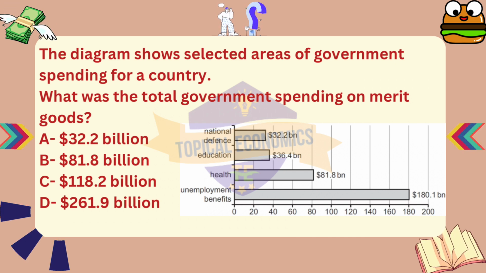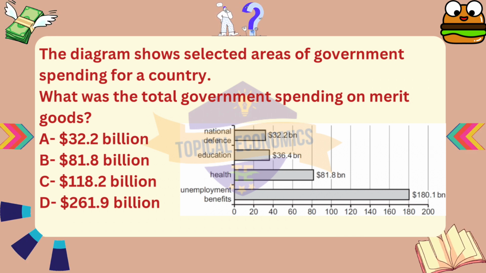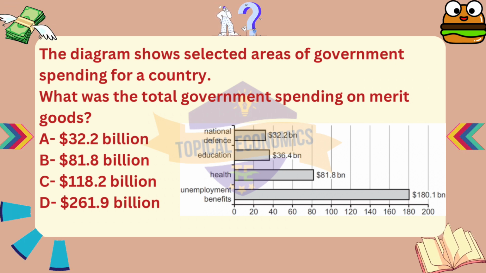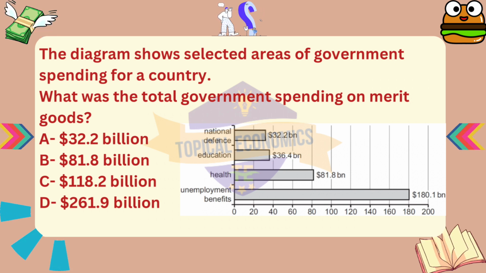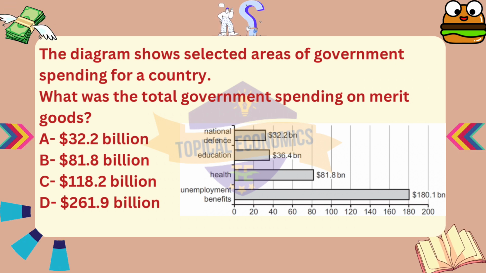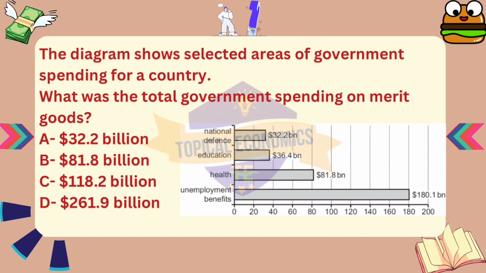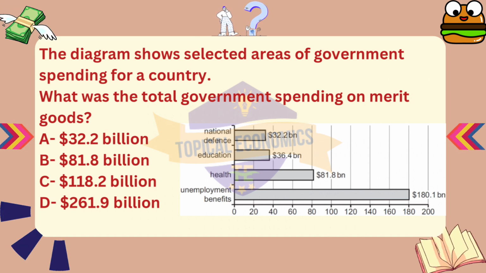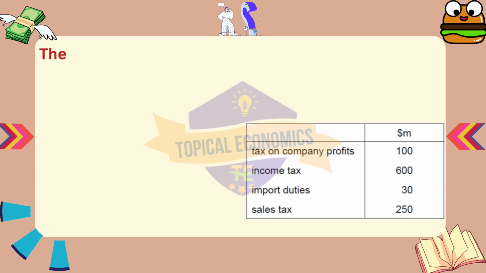The total government spending on merit goods will be the sum of government spending on education and government spending on health. From the diagram we see that the government spending on education is $36.4 billion, and the government spending on healthcare is $81.8 billion. Adding $36.4 billion and $81.8 billion gives the total government spending as $118.2 billion.